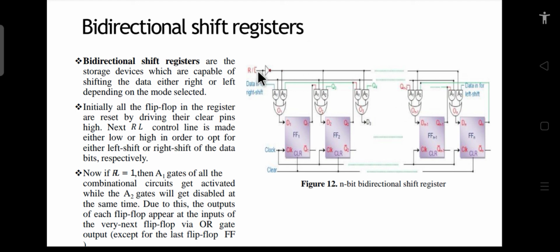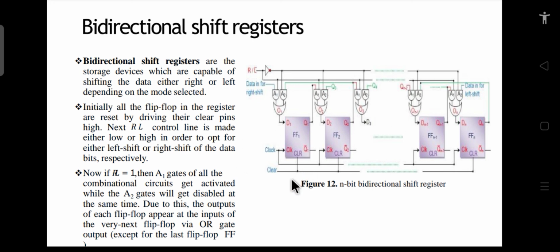Whereas when this line is equal to 0, the data shifts in the left side, because in that case the other AND gates get activated. When this line is 1, all these AND gates become activated; when this input line is 0, these other AND gates become activated, and so the data shifts in the left direction. From the connection it is very easy to understand how the data can move in both directions.